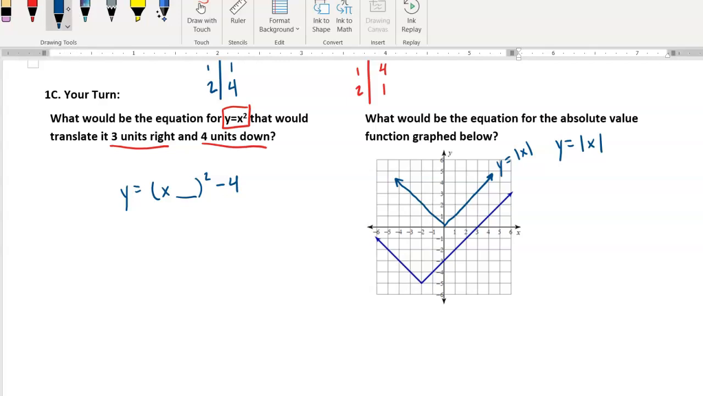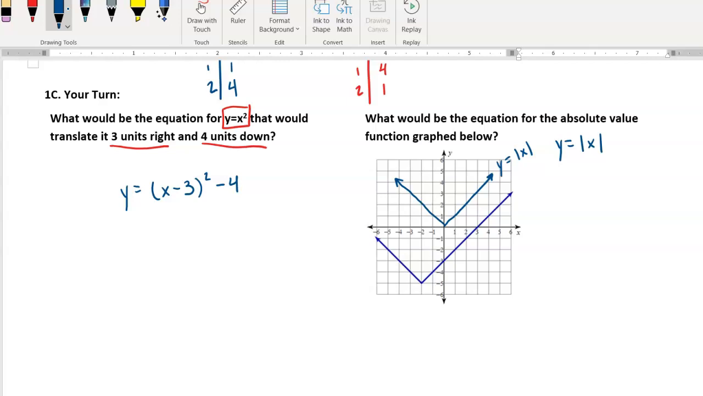Anything that's vertical happens outside the parent function. Whatever happens inside the parent function is going to affect the graph horizontally, and it's always going to be the opposite of what you'd expect. So if it's 3 units to the right, I would not say plus 3, I would do the opposite. I would say minus 3. So y equals x minus 3 quantity squared minus 4 would be a parabola that is moved 3 units to the right and 4 units down. Don't believe me? Go ahead and graph it on your graphing calculator.